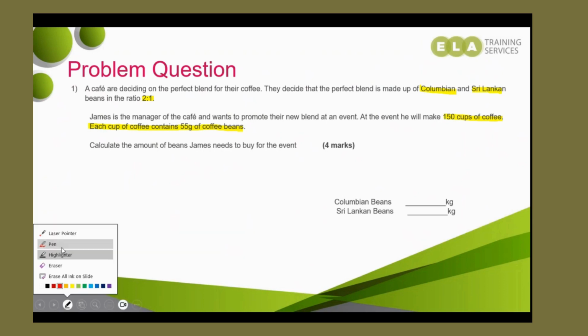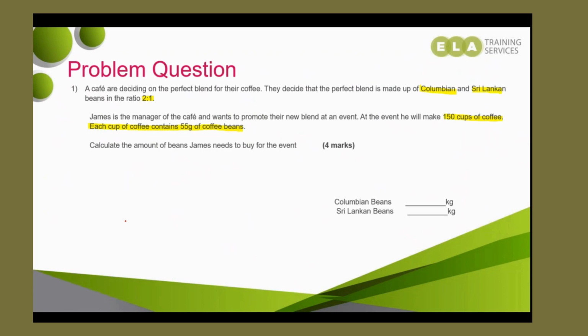Okay, so the first thing that I'm going to look at is what type of ratio question am I being asked? I know because of the word format, it's not inverse proportion. Could it be direct proportion? We know it is not direct proportion because we do not have the amount that 1 part of beans is. We don't have how much Colombian beans is. We don't have how much Sri Lankan beans is. We only know that in 1 cup of coffee, it contains 55 grams of coffee beans, but we don't know the split of how many are Colombian and how many are Sri Lankan. So it means the question is proportional division.